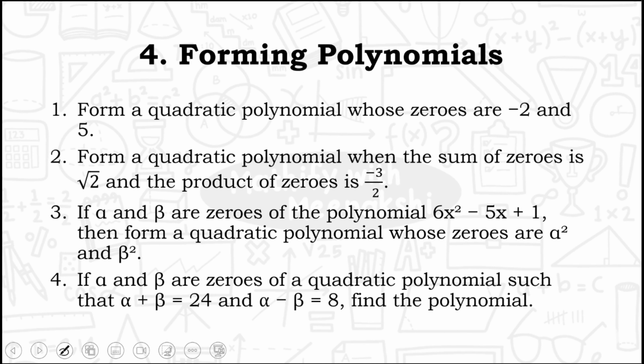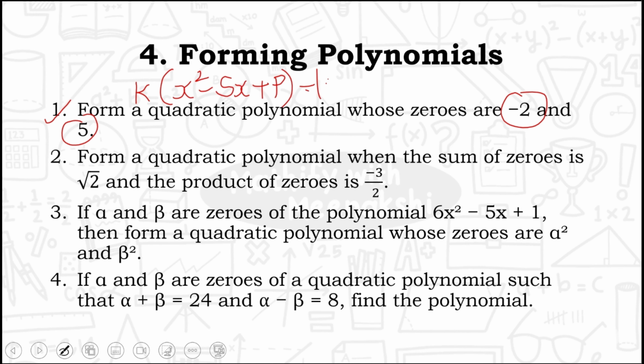Let's move to the fourth topic, forming polynomials. Under this topic, I have written four questions for you. First, form a quadratic polynomial whose zeros are minus 2 and 5. How can you form a quadratic polynomial when zeros are given to you? You can simply write k into x square minus sum of zeros into x plus product of zeros.